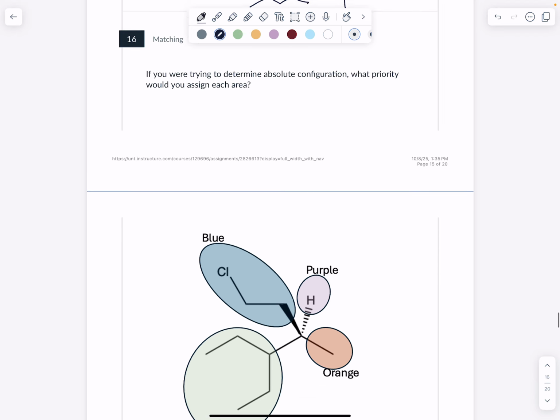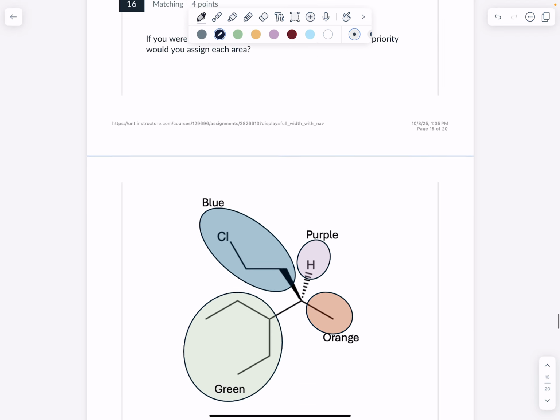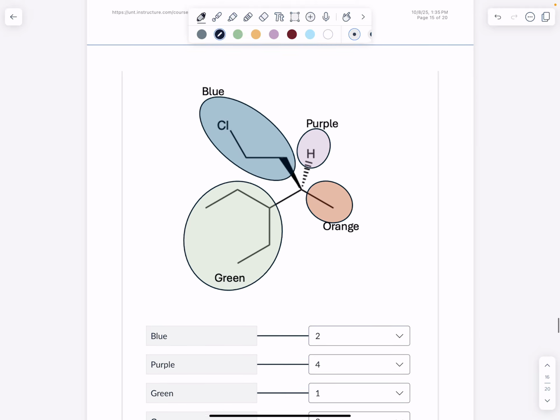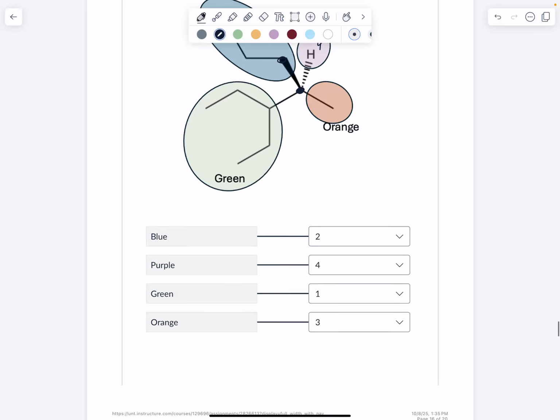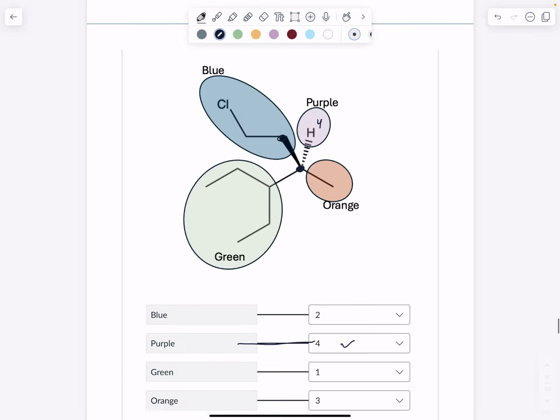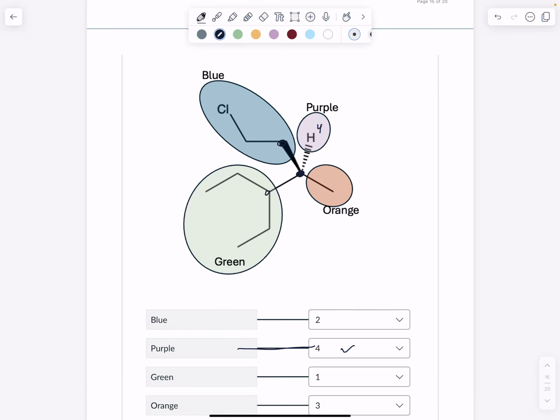Okay, if you were trying to determine absolute configuration, what priority would you assign each area? So I am going to look at my chiral center and look at everything attached to this. So hydrogen, easy, it's going to be 4. So purple would be 4. Nice. Then I'll look at all these other things. So all of these are carbons, so that doesn't actually help me. So I'll make my little list and I'll color code it because why not? So in blue, we have a carbon that's attached to another carbon and 2 hydrogens.